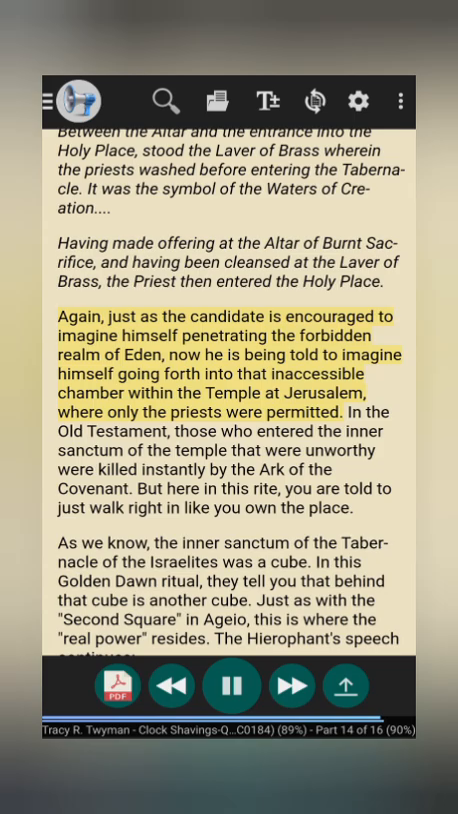Again, just as the candidate is encouraged to imagine himself penetrating the forbidden realm of Eden, now he is being told to imagine himself going forth into that inaccessible chamber within the temple at Jerusalem, where only the priests were permitted. In the Old Testament, those who entered the inner sanctum of the temple that were unworthy were killed instantly by the Ark of the Covenant. But here, in this rite, you are told to just walk right in like you own the place.